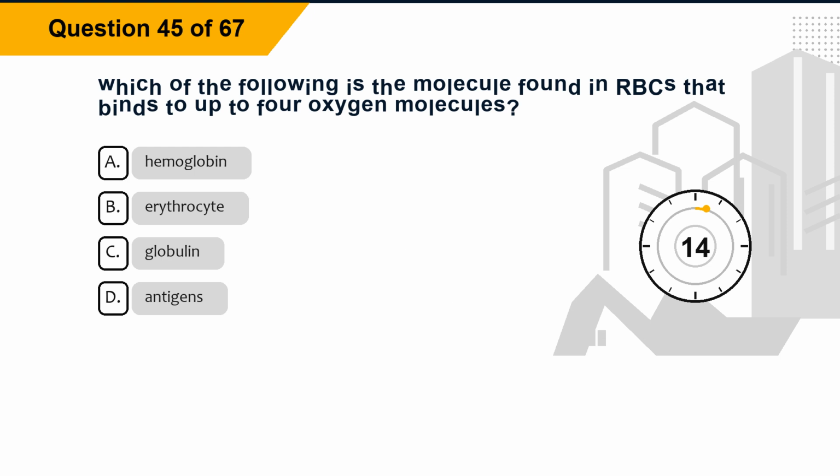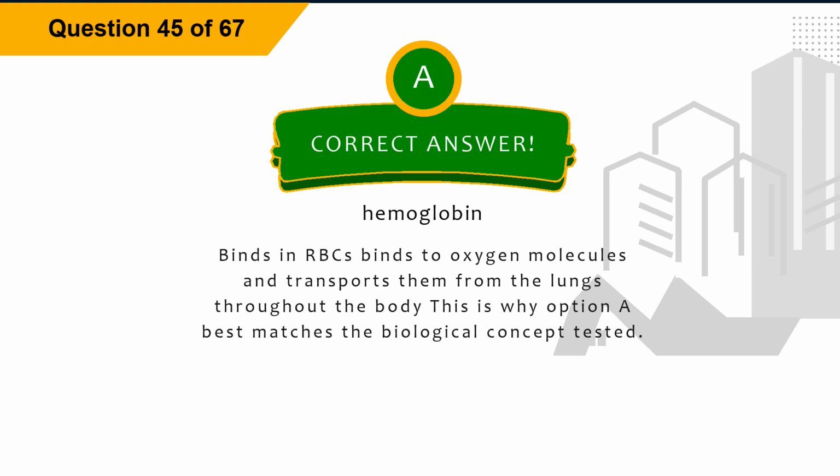Question 45. Which of the following is the molecule found in RBCs that binds to up to 4 oxygen molecules? Option A, hemoglobin. Option B, erythrocyte. Option C, globulin. Option D, antigens. The correct answer is option A, hemoglobin. Explanation: Hemoglobin in RBCs binds to oxygen molecules and transports them from the lungs throughout the body. This is why option A best matches the biological concept tested.